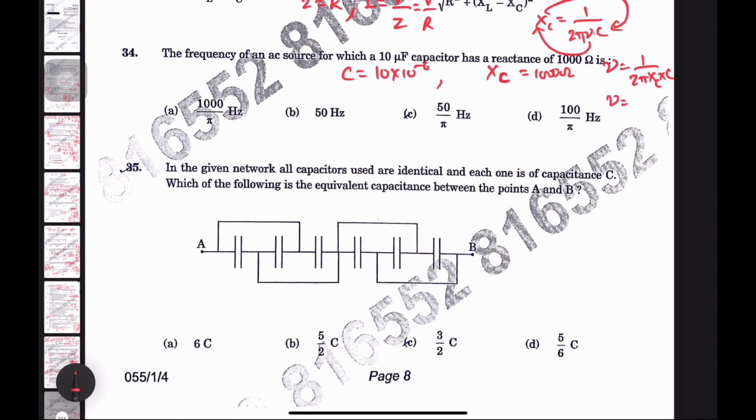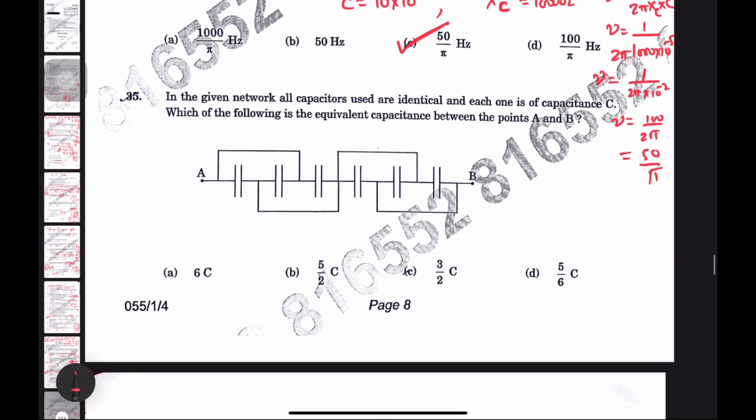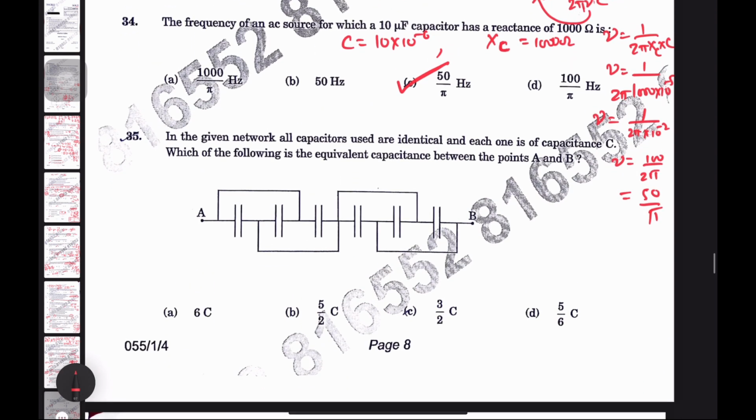So frequency nu is equal to 1 upon 2 pi. Instead of writing Xc, I will write 1000, and the value of C is 10 into 10 raised to power minus 6, that is 10 raised to power minus 5. So we are left with frequency equal to 1 upon 2 pi into 10 raised to power 3 minus 5, which is minus 2. So frequency is equal to 100 upon 2 pi, and it is 50 upon pi. So 50 upon pi hertz is the answer for the 34th question.